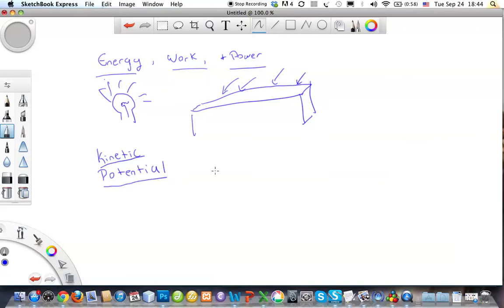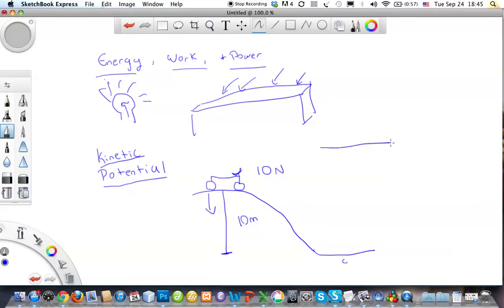Potential energy is, for instance, say we have a bike on top of a hill. Again, I am a horrible artist. The bike is 10 newtons, and it is 10 meters from the ground, or from sea level. The potential energy is that it has the potential to fall down these 10 meters. You can also hold a pole, some arbitrary distance from the ground. It has potential energy to fall to the ground.